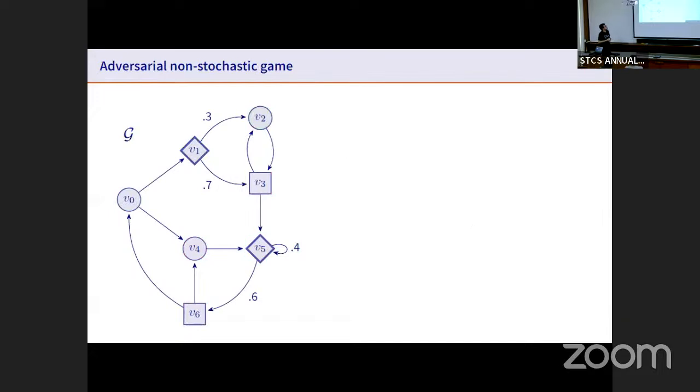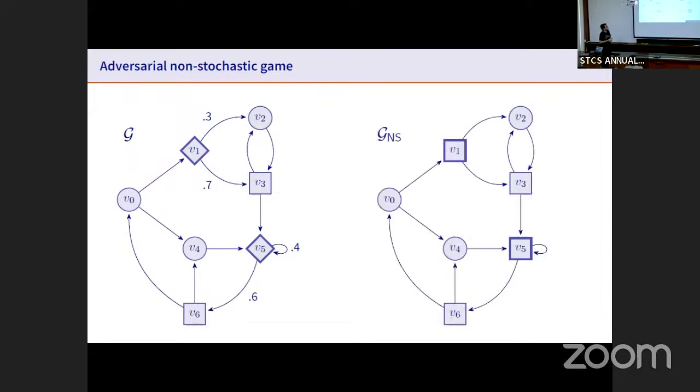And finally, suppose you are given a stochastic game G. I would like to define an adversarial non-stochastic game corresponding to G, let's say GNS. All I've done is look at all the probabilistic vertices in G and change them to adversarial, player two vertices. So this is much better for player two. So if player one can win in this non-stochastic game, they can also win in the stochastic game.